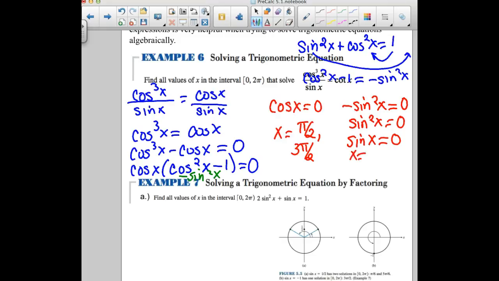However, if you look back at our original statement, we had a sine of x in the denominator, which means we can't have sine of x being 0. So we're going to actually have to ignore those two possible solutions since it makes our original expression undefined. Okay?